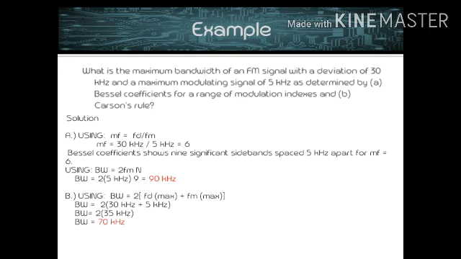Now for letter B, using bandwidth is equal to 2 times (FD max plus FM max). Substituting the data, bandwidth is equal to 2 times (30 kHz plus 5 kHz), which is 2 times 35 kHz, and it will give you 70 kHz. So 90 kHz and 70 kHz are the final answers.